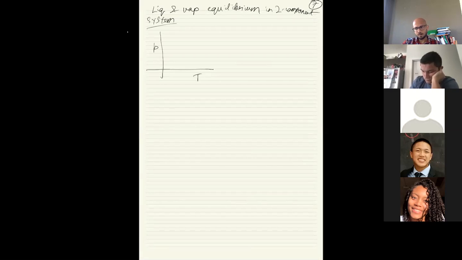to understand liquid and vapor equilibrium in a two-component system. How do they exist together? We looked at liquid and vapor in a one-component system, right? We drew a pressure, temperature phase diagram for water. And remember, we spent a lot of time figuring out why for water this curve slopes negative, right?